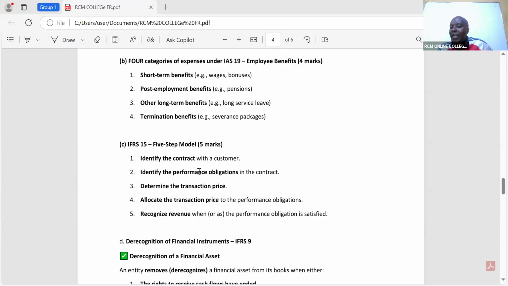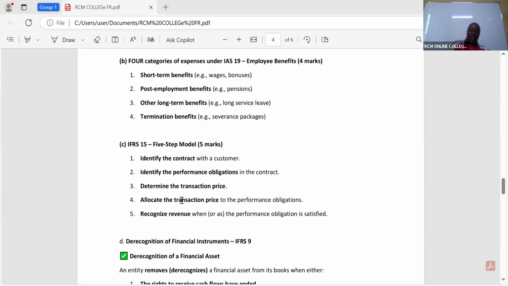And are they delivering that? If they are not delivering that, then don't recognize that as revenue. So identify the performance obligations in the contract. Then now determine the transaction price. You're being charged, say, like 20,000 every month under this contract. And then now you as the accountant, have you been able to allocate the transaction price in between the performance obligations?